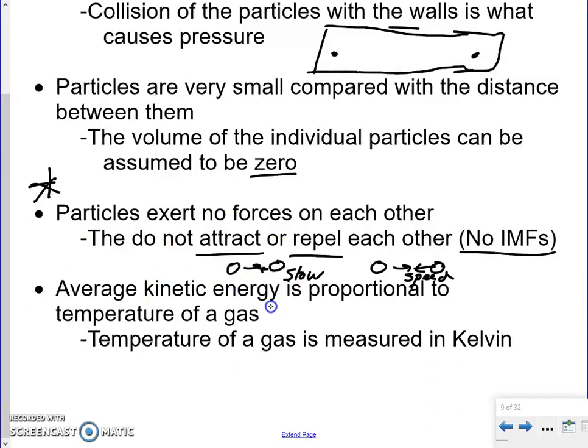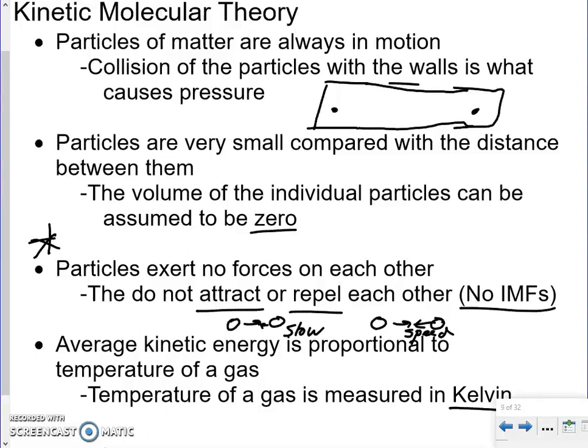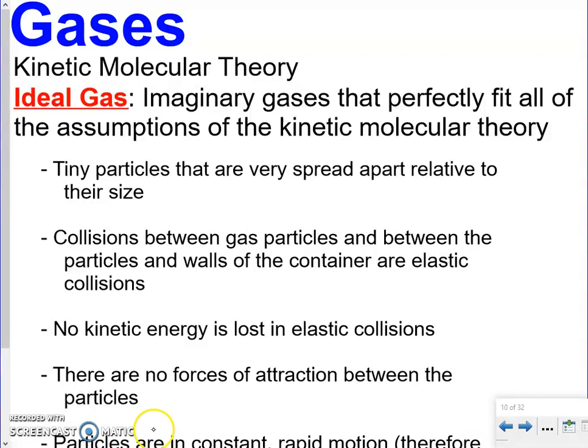Okay? Average kinetic energy is proportional to the temperature. So again, remember, temperature is a measurement of average kinetic energy. And of course, temperature is measured in Kelvin. So that's what the kinetic molecular theory is. Really what this does is it allows us to not have to worry about calculus and to really think through gases in an overarching theme, which is our ideal gas.